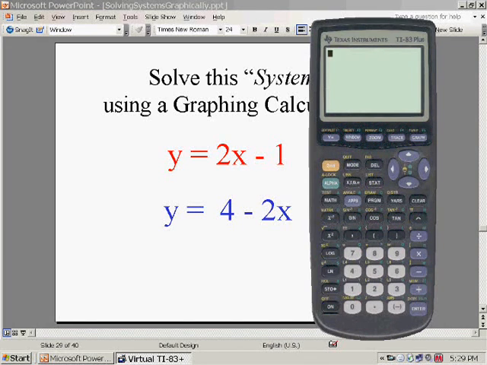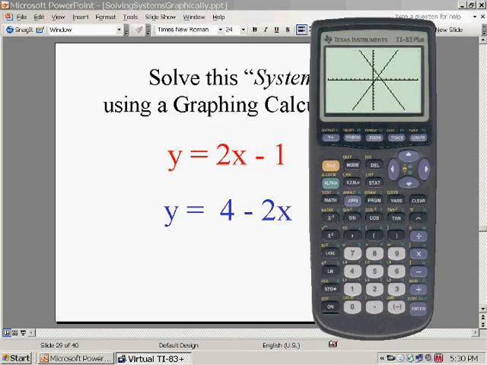And I'll hit y equals, and I'll type in the first equation, 2, and there's the x button, minus, don't hit the negative, minus 1. And I could hit graph, but you know what? I need to do the second one, so I'm going to cursor down and type in the other one before I hit graph. And the other one is y equals 4 minus 2x. And now I'll hit graph, see it up here? And we'll see both lines.